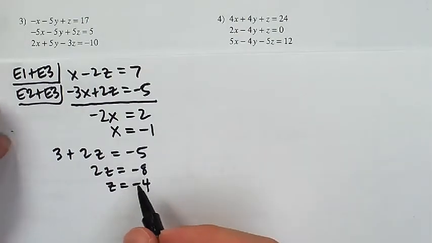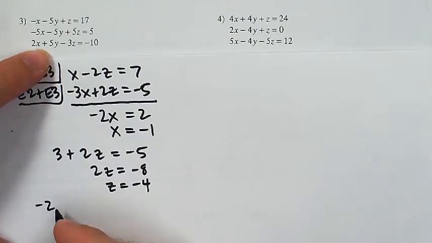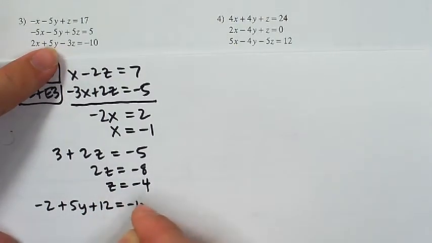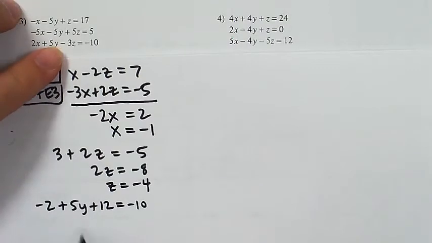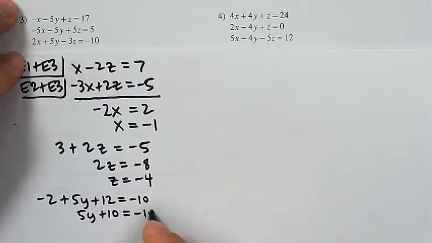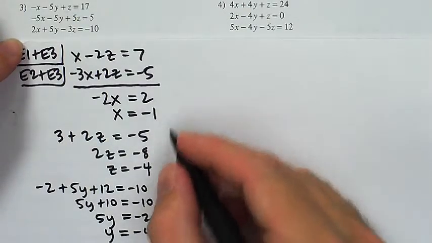And then I'll go back to one of my original equations, maybe this one on the bottom, equation 3. 2x plus 5y minus 3z. Minus 3 times negative 4 is going to be positive 12. That's equal to negative 10. Okay, negative 2 plus 12 is 10. I'm going to subtract 10, so negative 10 minus another 10 is going to be negative 20. And then I will solve for y by dividing by 5, and I'll get y equals negative 4. And so my solution point is negative 1, negative 4.